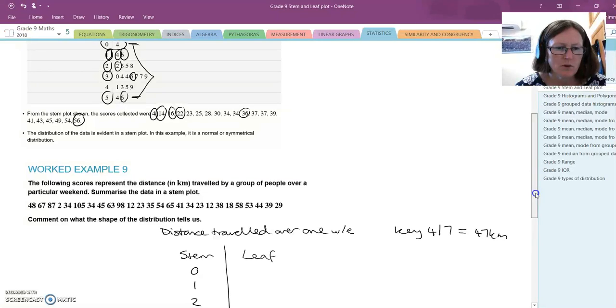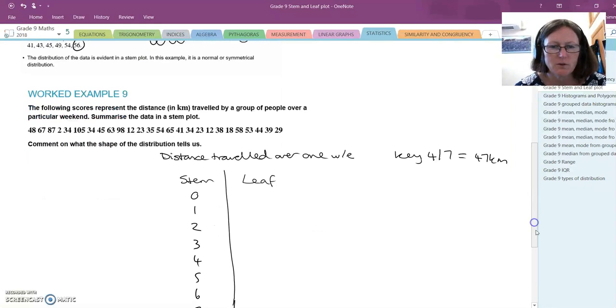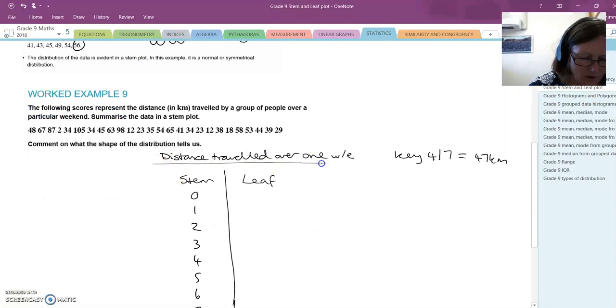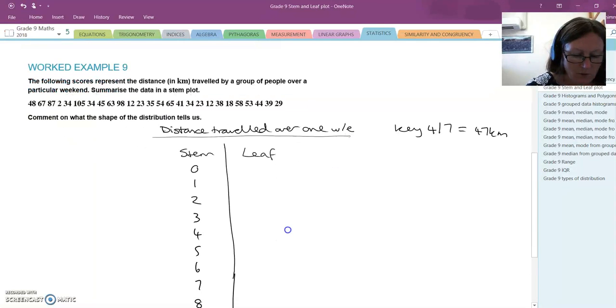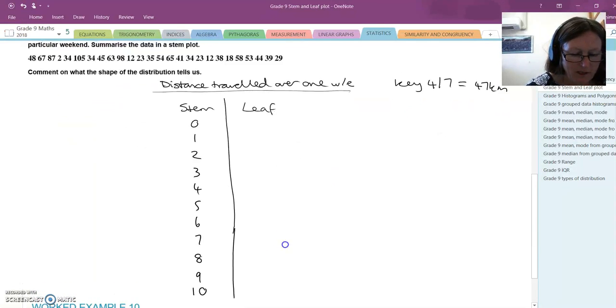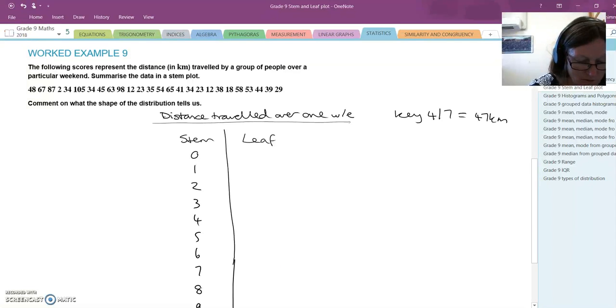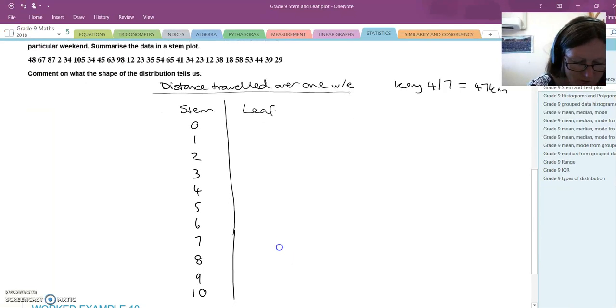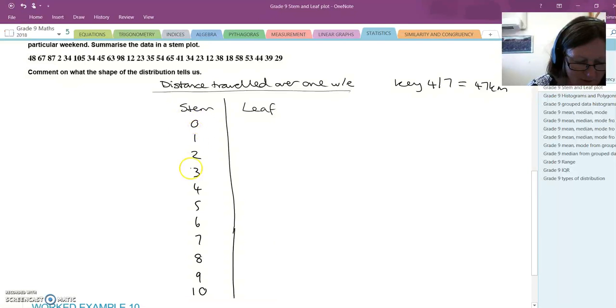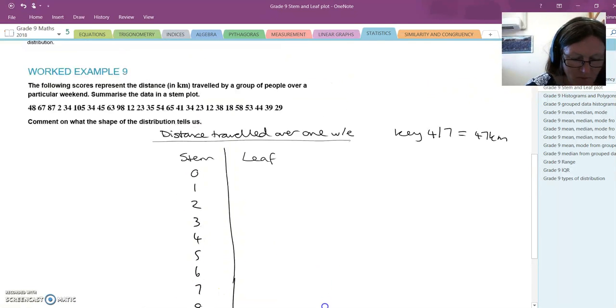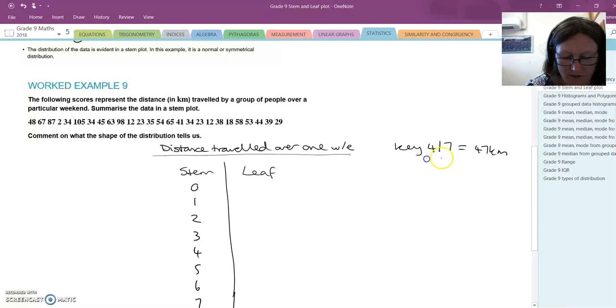Let's look at worked example 9. The following scores represent the distance in kilometres travelled by a group of people over a particular weekend. So I've got my heading, distance travelled over one weekend. I've got my stem and my leaf ready because the least distance anyone travels looks like maybe 2 kilometres and the most that anyone travels is 105. So I've got to start from 0 on the stem and right up to the 10. My key, a 4 in the stem and a 7 in the leaf means 47 kilometres.